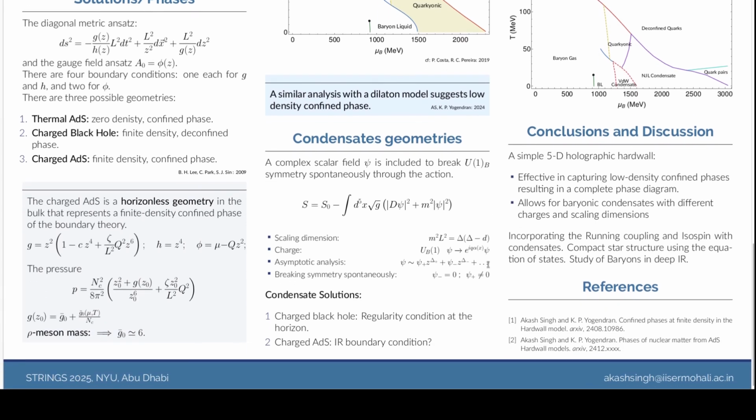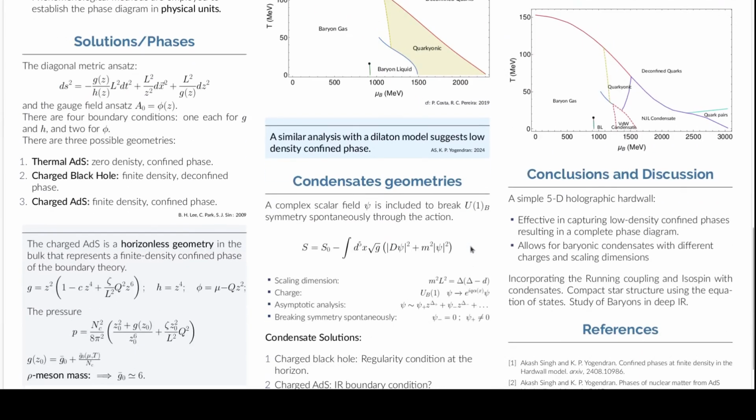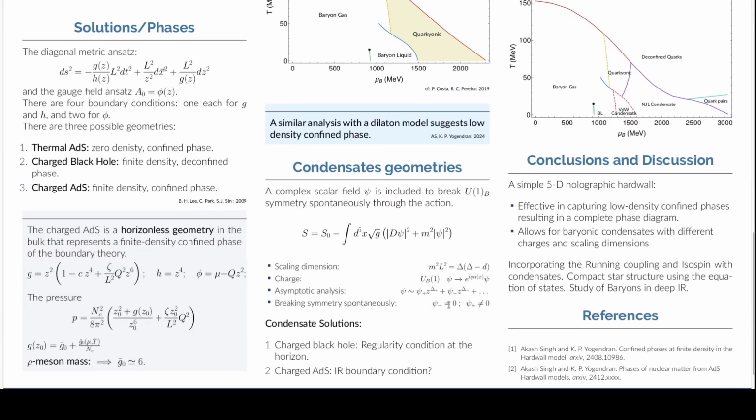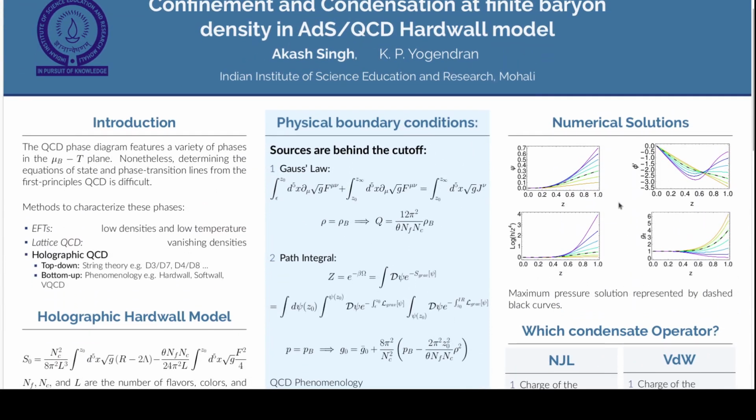Incorporating condensates. The model introduces a complex scalar field psi to explore symmetry breaking. Here delta is the scaling dimension, and psi is charged under U(1)_B. The spontaneous symmetry breaking requires the non-normalizable mode to be 0. We present numerical solutions as a function of the radial coordinate z.